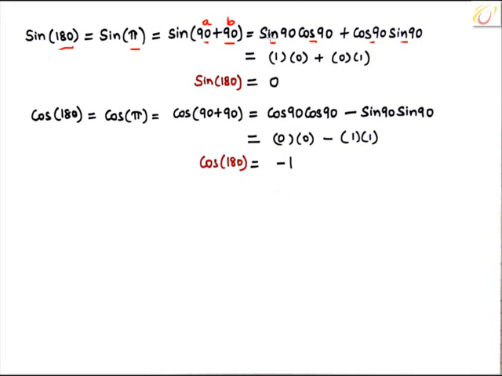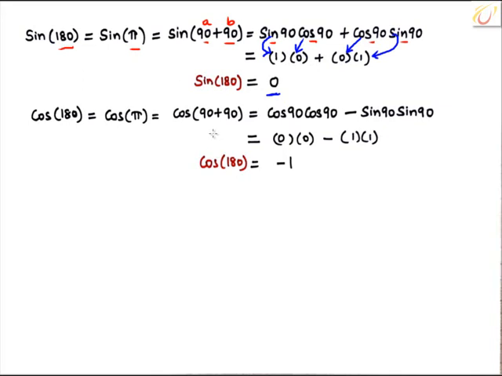So what is the value of sin 90? Value of sin 90 is 1. Value of cos 90 is 0. Value of cos 90 is 0 again. Value of sin 90 will be 1. So 1 into 0 plus 0 into 1. So answer of sin 180 will be 0.